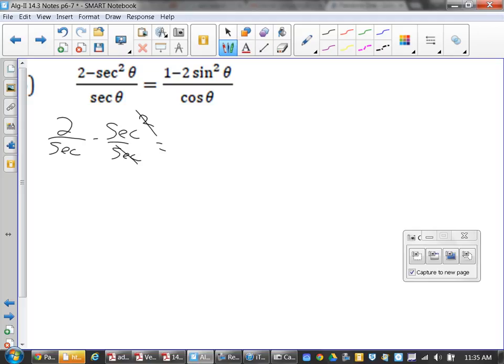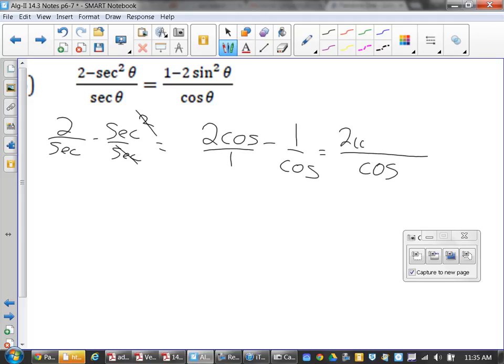So what I'm going to do is rewrite secant as cosine. So it'll be 2 cosine minus 1 over cosine. I use the inverse, just moved it up into the numerator. And now what do I have to get? The common denominator.